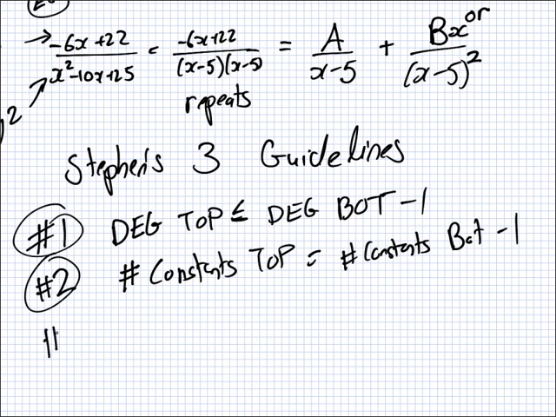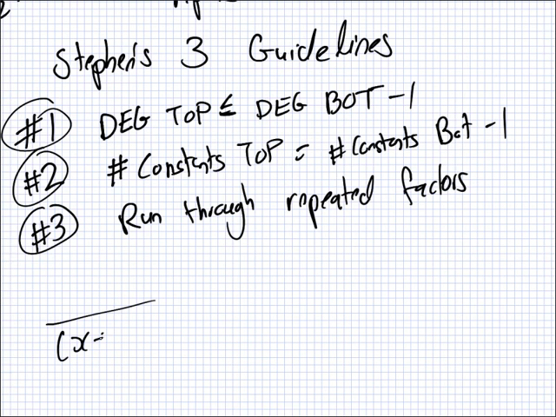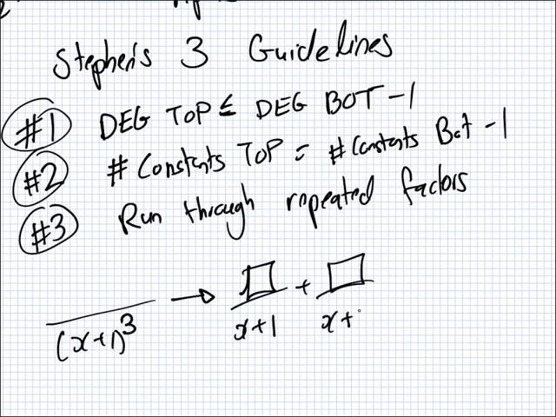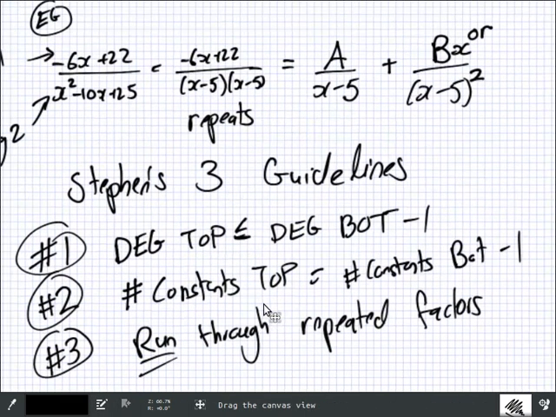And rule number 3: run through repeated factors. What I mean is, suppose you have something like (x plus 1) cubed. What you do is you change that into something over (x plus 1) plus something over (x plus 1) squared plus something over (x plus 1) cubed. That's what I mean when I say run through them. Now I'll explain with some examples. So I think you should write my three guidelines down.